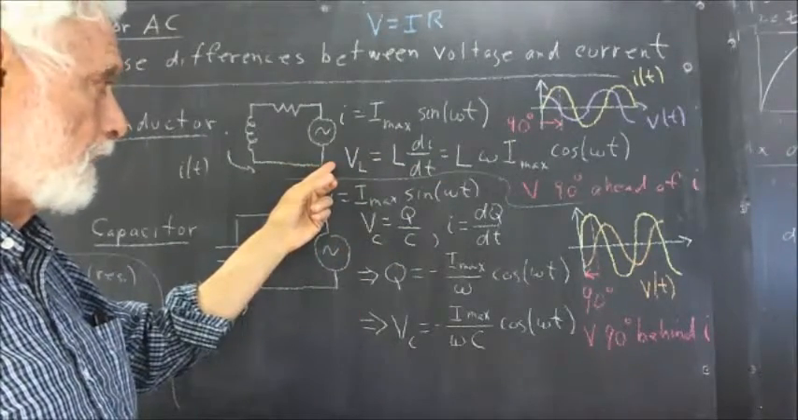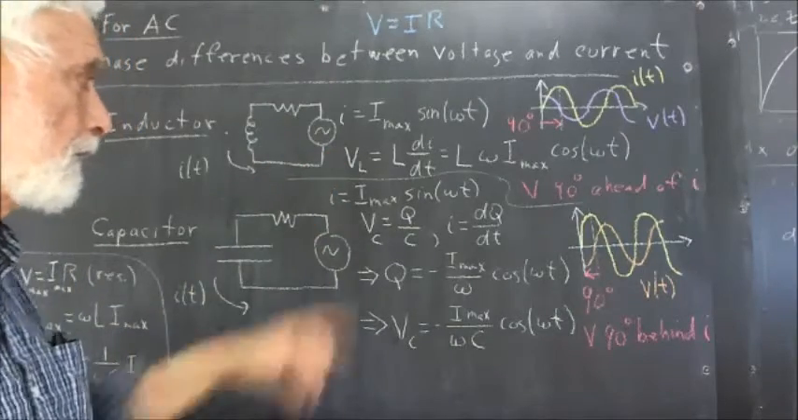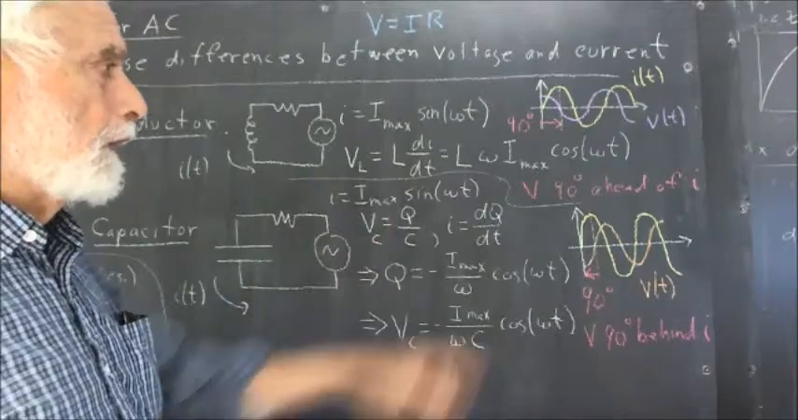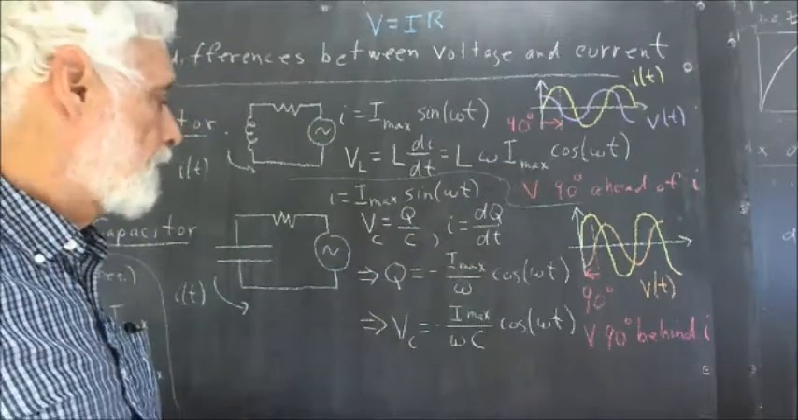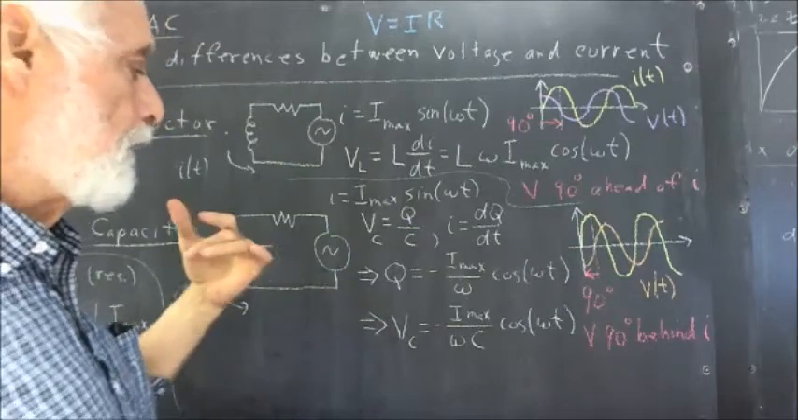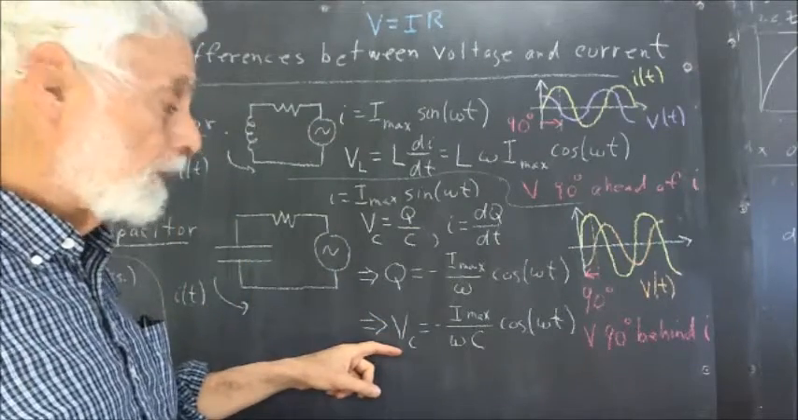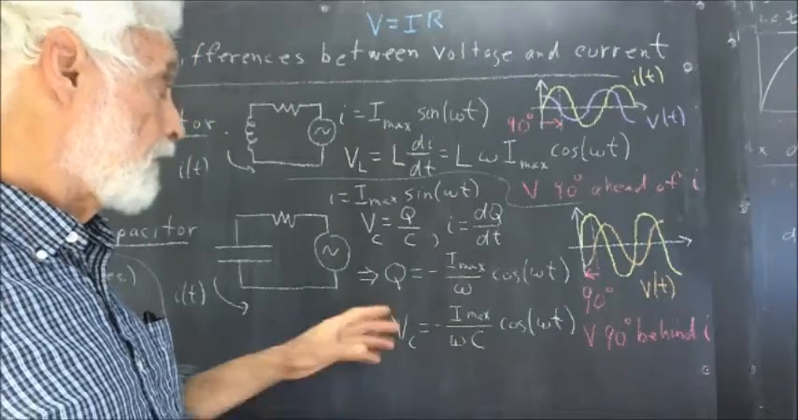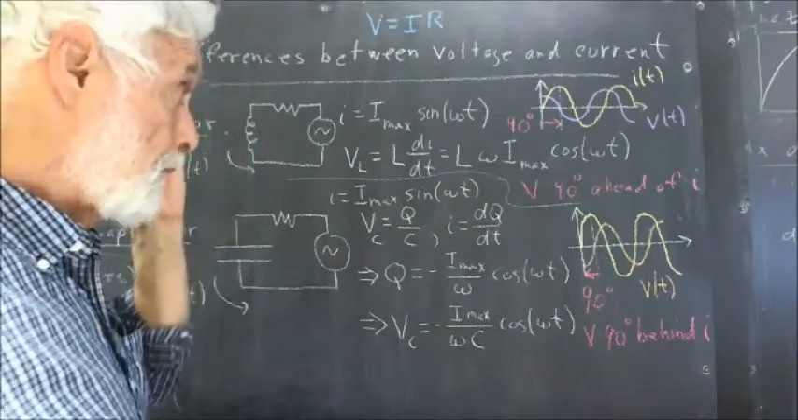Think about that for a minute and see if you can write down the relationship between what we could call V sub L max and I max. Then think through the same thing for the relationship between the maximum capacitor voltage and the maximum current. Okay, well hopefully you've done that, and let's see what that is.